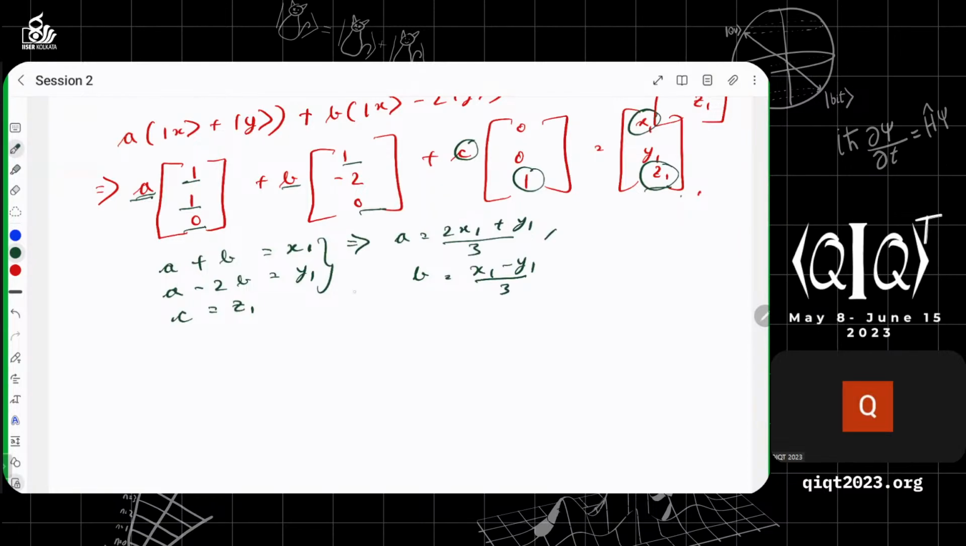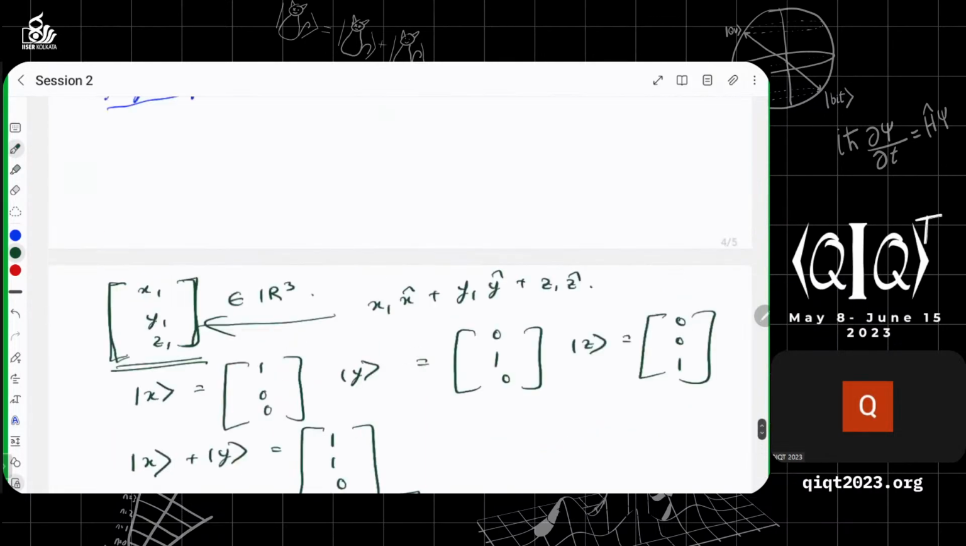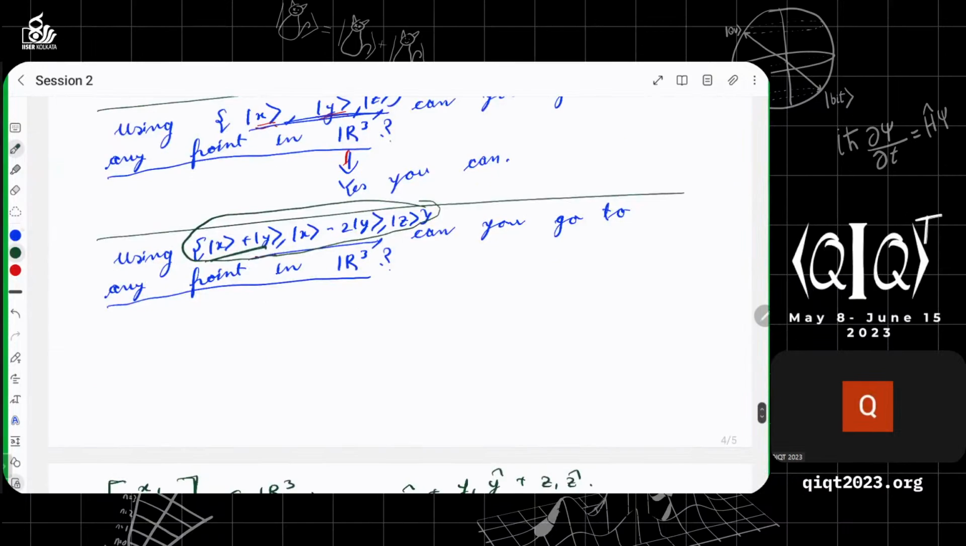So we can say that just by putting the coefficients like this, we can go to any point in the vector space R3. Okay, so indeed, using this set, we can go to any point. Now, the last question regarding this that I promise I will ask, and then I'll go on to define basis vectors, is this.